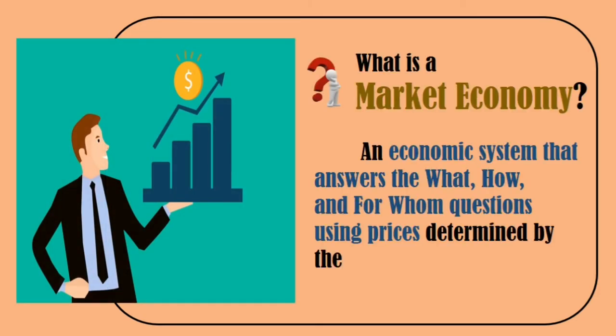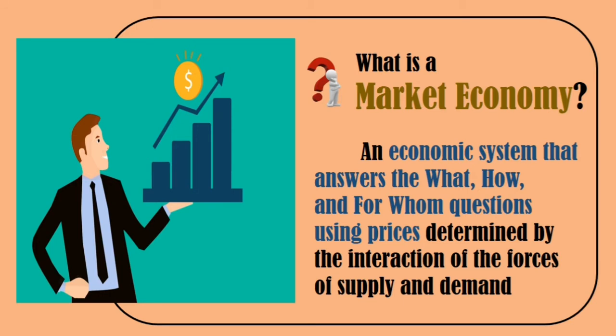And the third one is the market economy. So what is a market economy? By the word itself, when I say market, authors have defined it as any place where buyers and sellers meet. So, as an economic system, market economy is one that answers the what, the how, and the for whom questions using prices, which are also determined by the interaction of the forces of demand and supply.